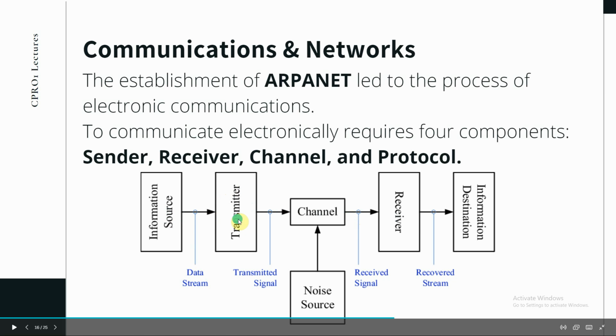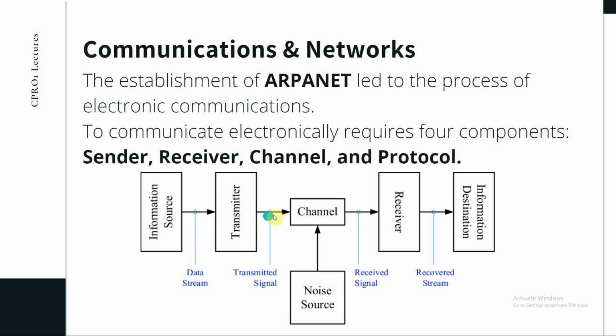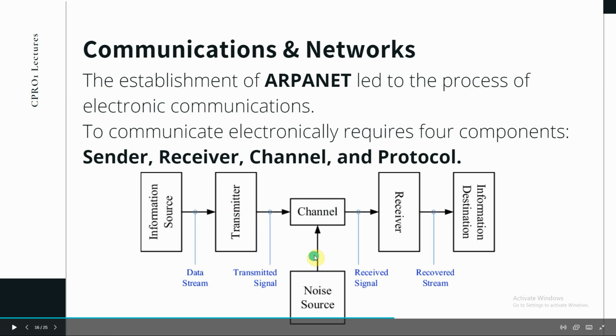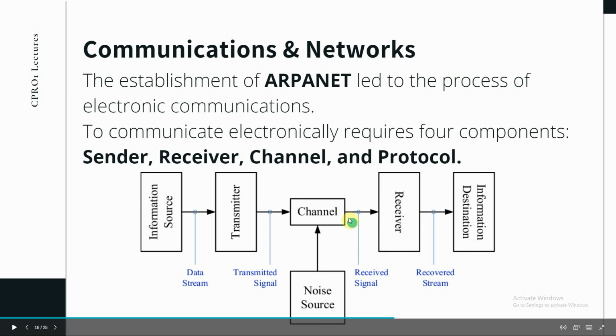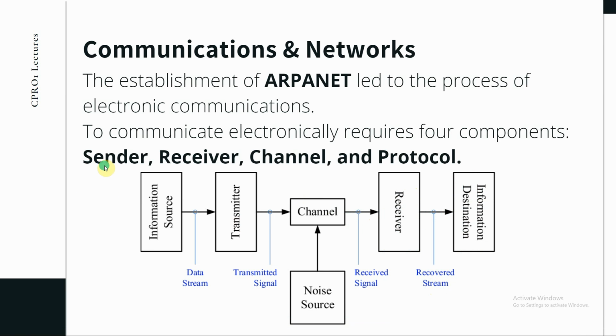So data is streamed from the information source to the transmitter, and then the transmitted signal produced by this transmitter goes to the channel. In between those transmissions there may be a noise source which tries to disrupt the information getting transmitted through this channel. But at the same time, as the signal is received by the receiver, it will be converted into useful information for your information destination, using the recovered stream from the received signal. So take note again of the four components: sender, receiver, the channel, which is what we pass through, and the protocol, which is how the communication is done. We will have a discussion on this in the next topic.